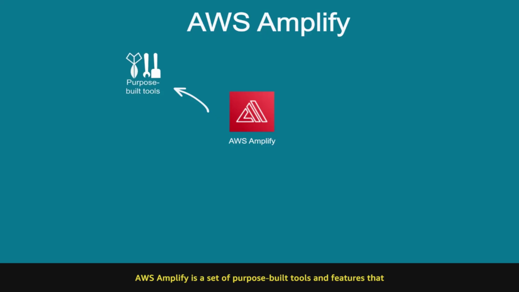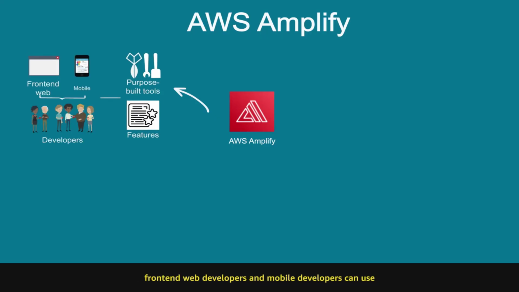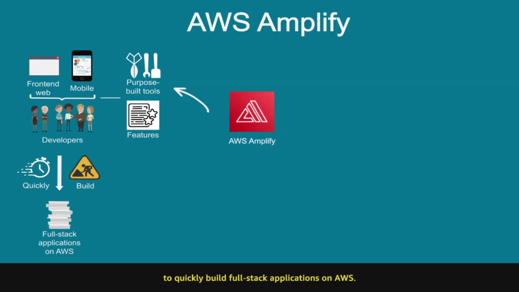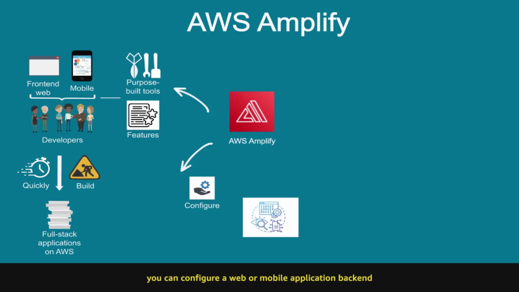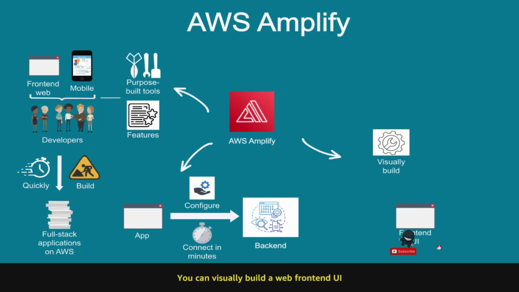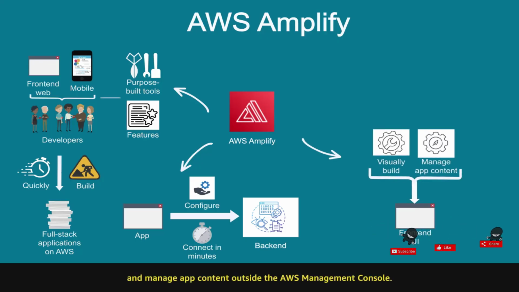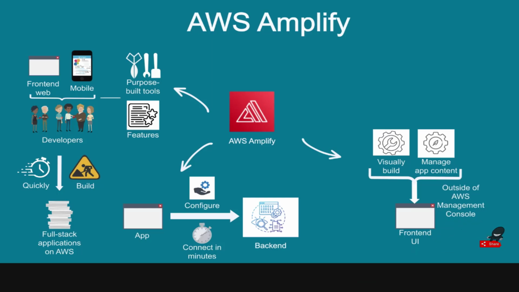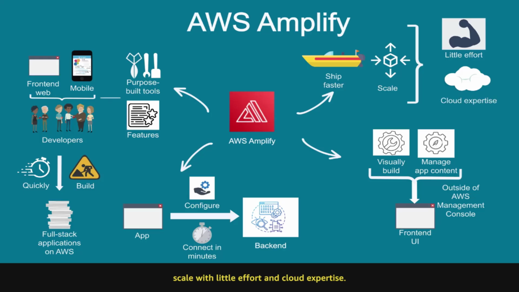AWS Amplify is a set of purpose-built tools and features that front-end web developers and mobile developers can use to quickly build full-stack applications on AWS. With Amplify, you can configure a web or mobile application backend and connect your app in minutes. You can visually build a web front-end UI and manage app content outside the AWS Management Console. You can use Amplify to ship faster and scale with little effort and cloud expertise.